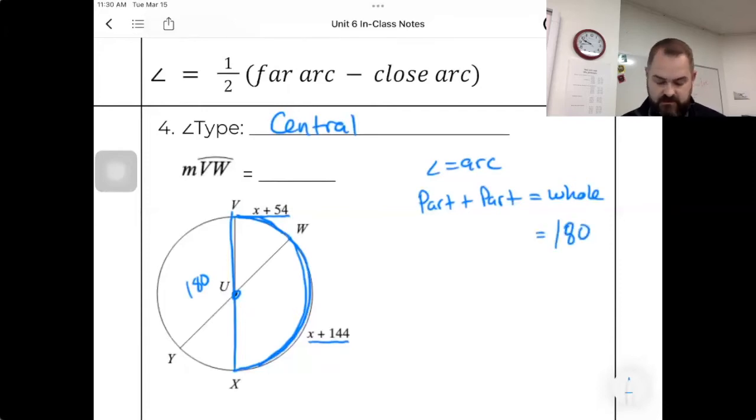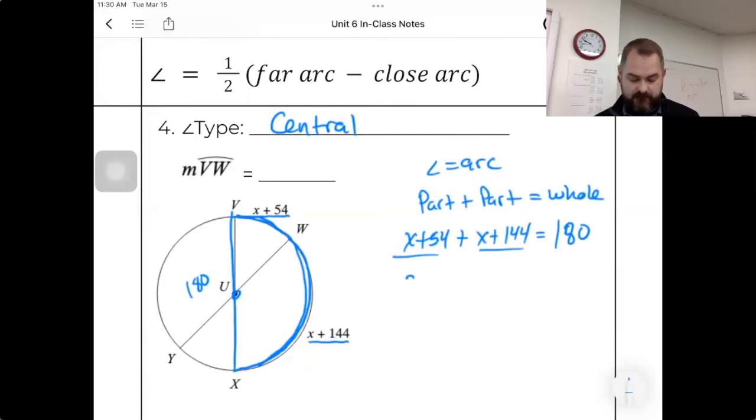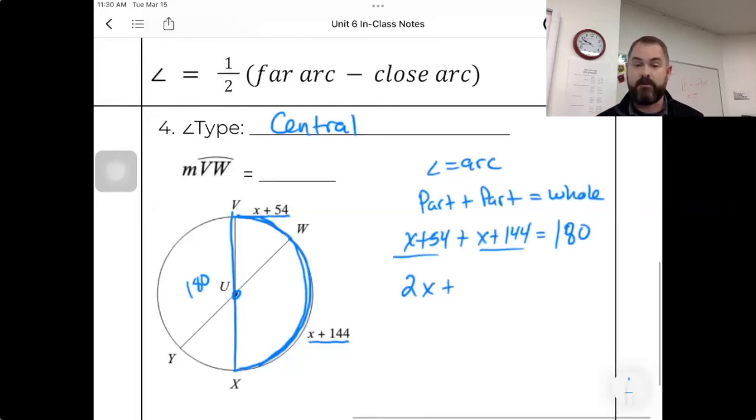And the two parts are x plus 54 and then x plus 144. So I'm going to add those two parts. And by doing this, I need to combine like terms. x plus x is 2x. 54 plus 144 is 198.